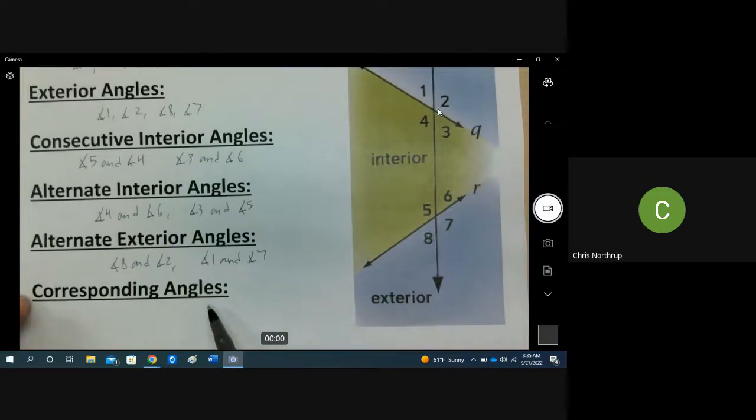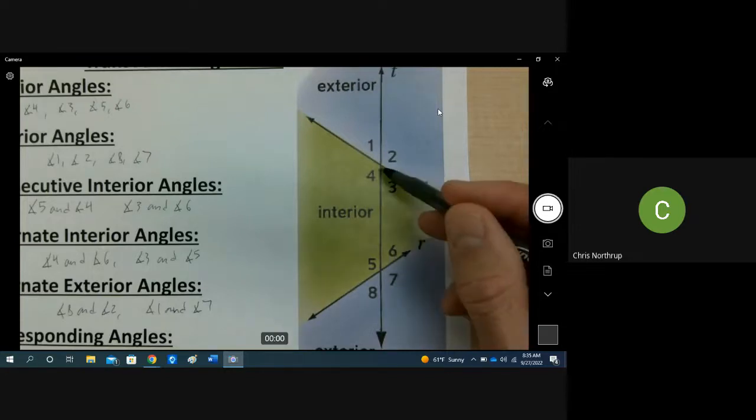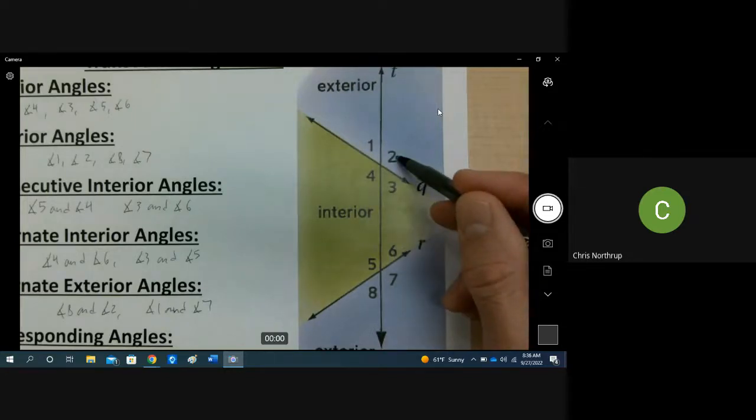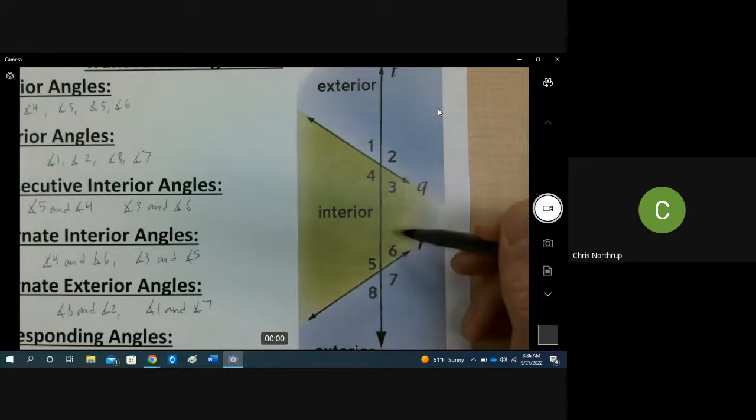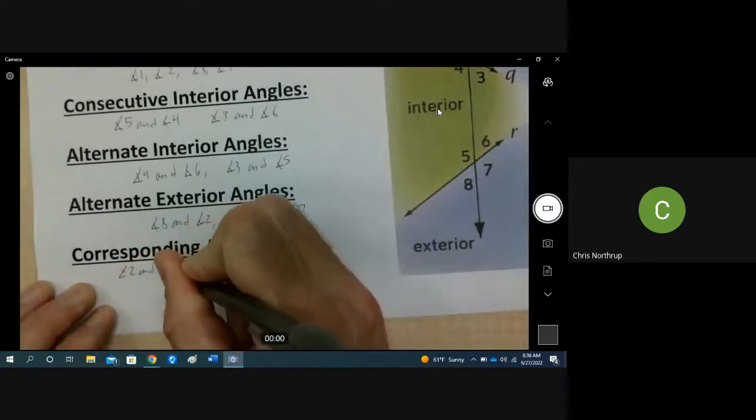The last pair are going to be called corresponding. So corresponding, think same position. These are pairs where one will always be interior, another will be exterior, but they're at the same position in their respective points of intersection. So looking over at this picture here, if you look at angle 6, at this point of intersection, angle 6 is in the upper right-hand corner of that intersection. Well, up here, angle 2 is in that same spot, or it's in that corresponding spot. So 2 and 6 would be corresponding. So angle 2 and angle 6.